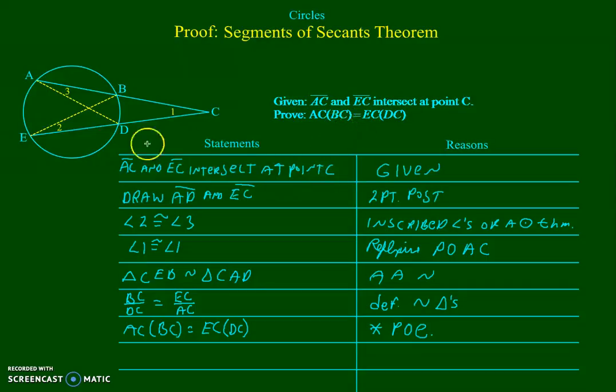So that proves that the product of the entire secant segment and its external piece equals the product of the entire secant segment and its external piece.